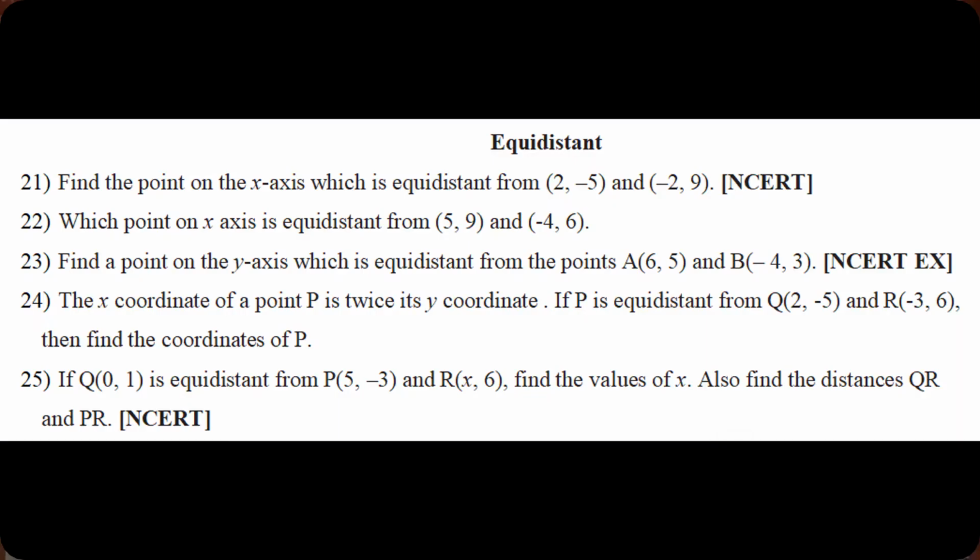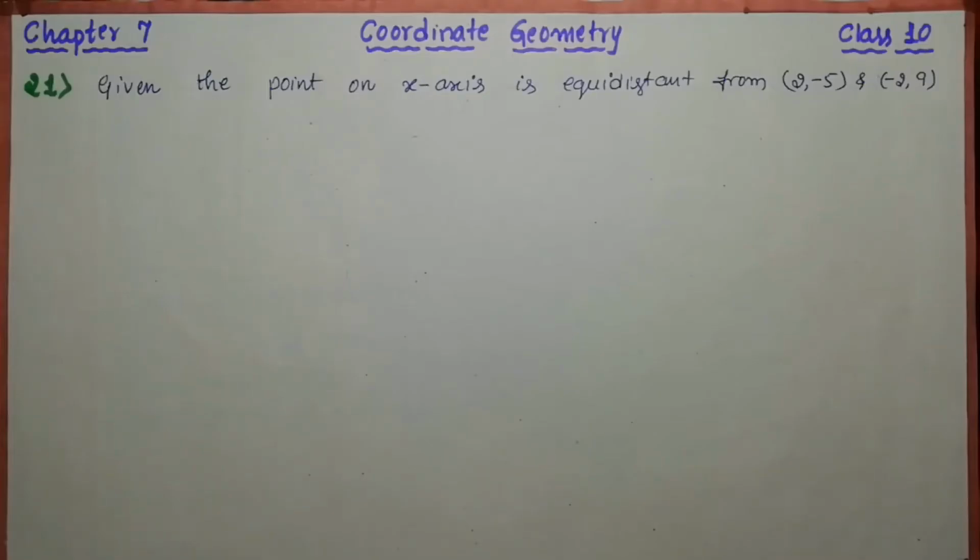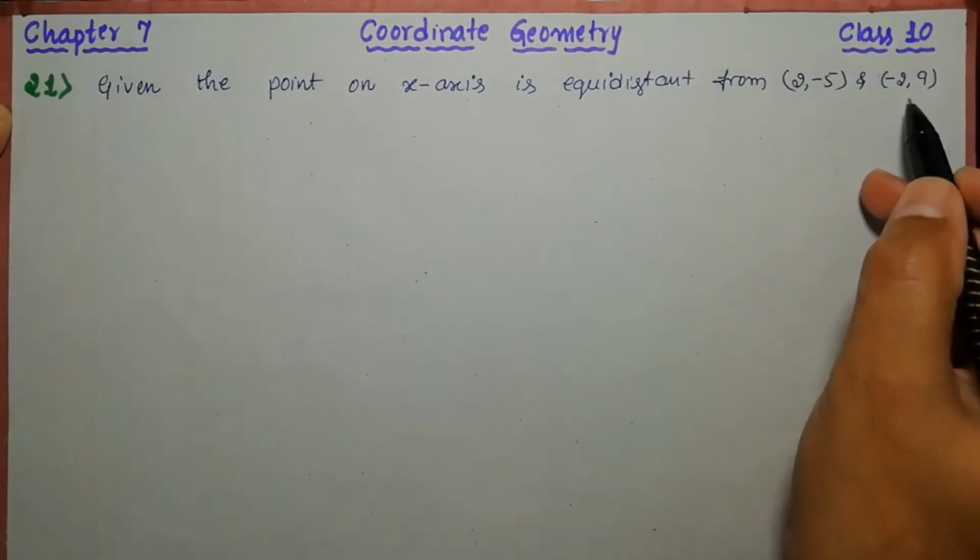Find the point on the x-axis which is equidistant from (2, -5) and (-2, 9). Now look at the solution. The given data is already written. Given the point on x-axis is equidistant from (2, -5) and (-2, 9).